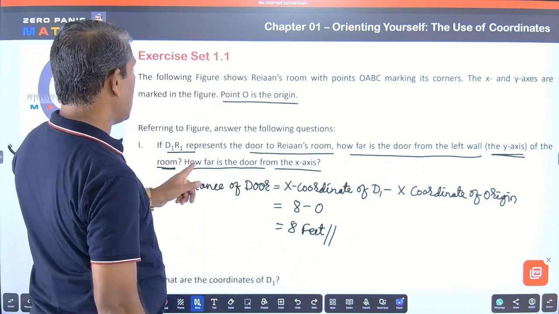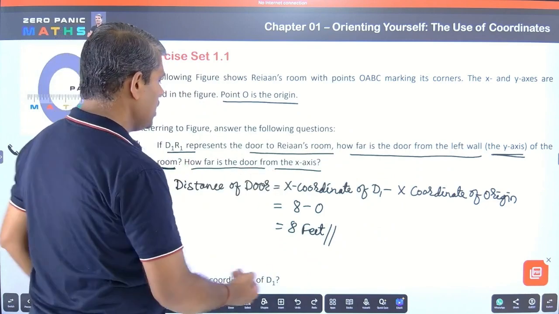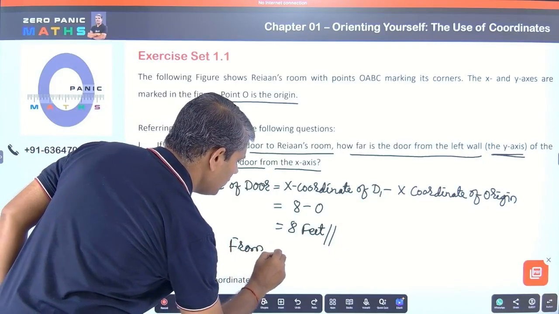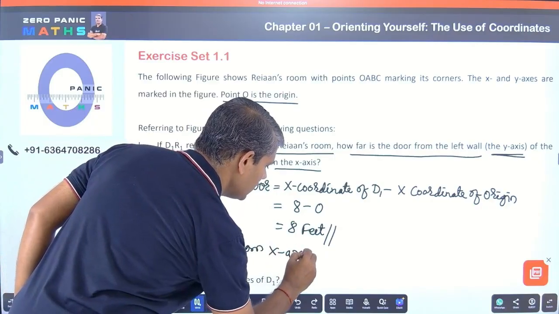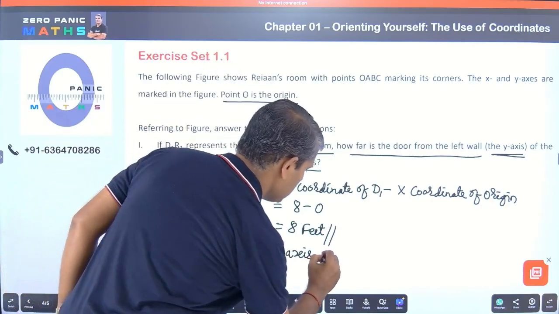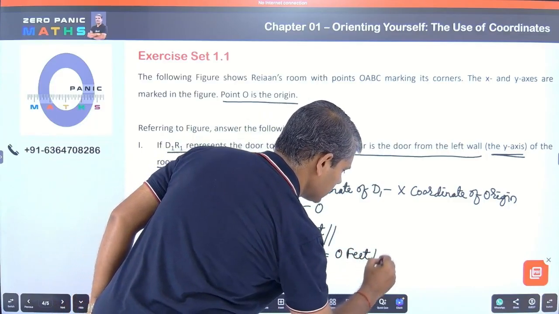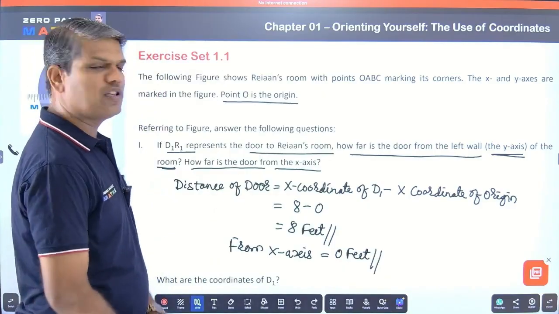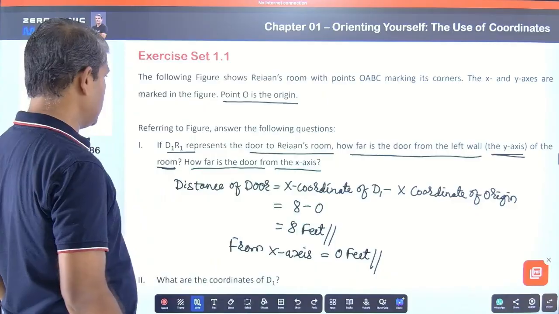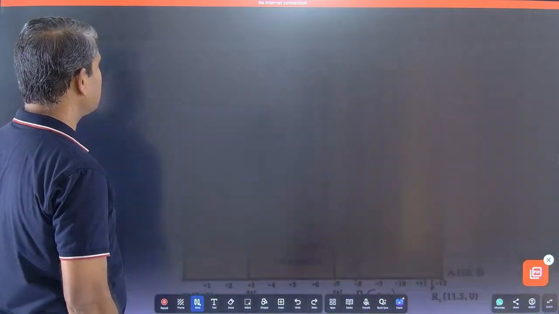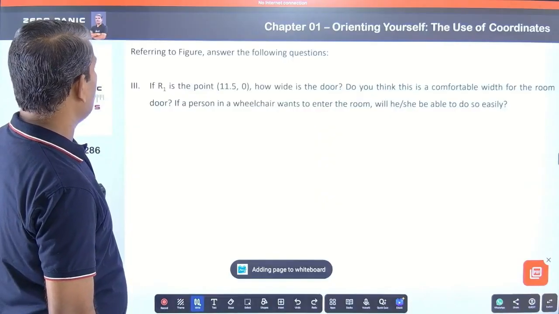Okay, how far is the door from the x-axis? From x-axis it is 0 feet, because it is on the x-axis itself. Okay, so this is the answer to the first question. You understood this regarding this diagram? Okay, let us see if any question is there.